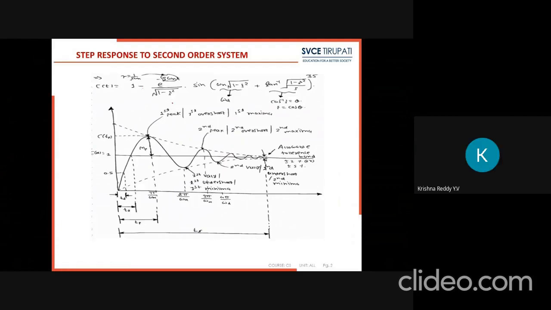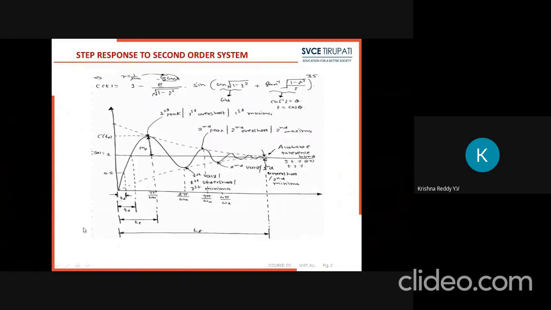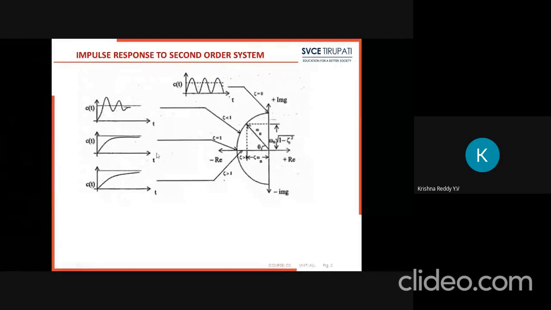Yesterday we discussed time response, or time domain analysis, for first order and second order systems. When different inputs are given to the first order system, what are their responses? And also, when an impulse input is given to the second order system, what are their responses?